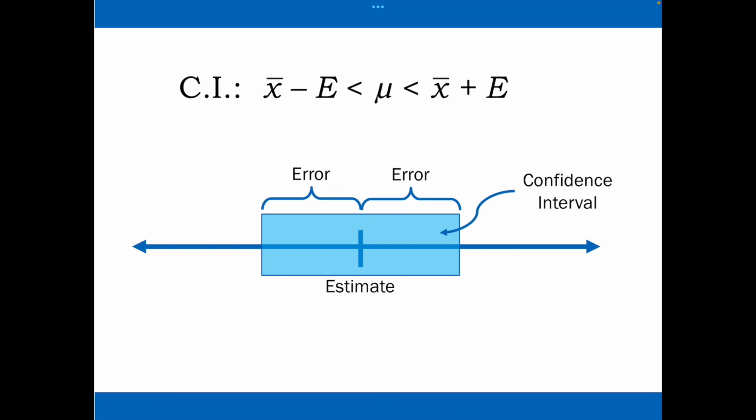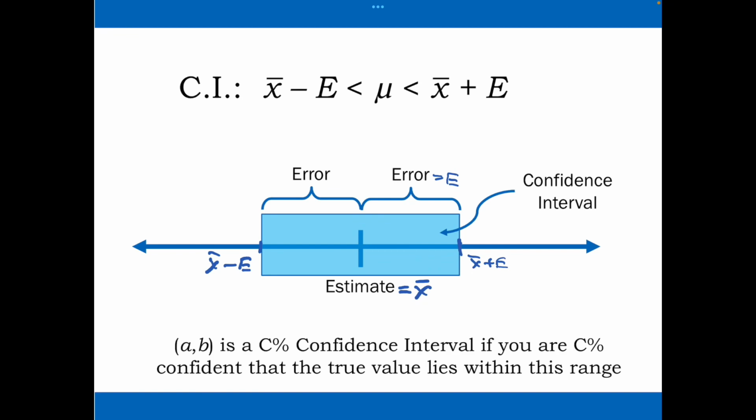So if you think, what is this range going to be? It's going to be the average, which is our estimate, which is x bar. And then we'll have our error bounds, which are e. And notice that we'll get this mark over here, which is x bar plus e. And then we'll have this mark over here, which is x bar minus e. So once we've calculated our error bounds and our estimate, we have our confidence interval, which is this range of values given right here. A range of values from A to B is a C% confidence interval if you're C% confident that the true value lies within this range.